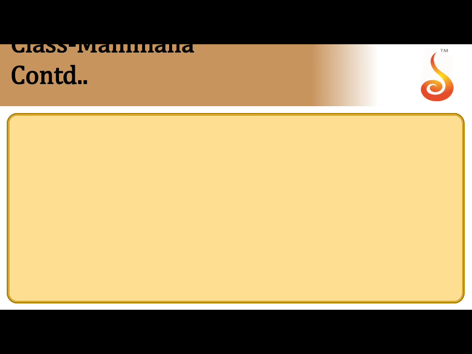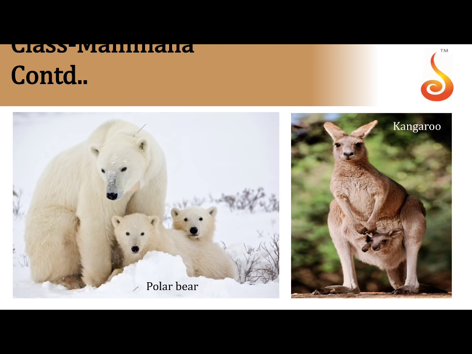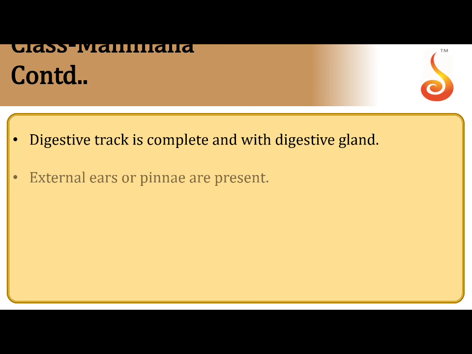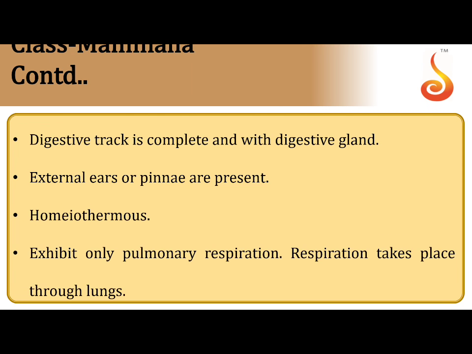So we can see here polar bear, which is present in polar ice caps, kangaroo, and so on. Digestive tract is complete with digestive glands. External ear or pinna is present. This is another important characteristic. Homeotherm and endotherm.